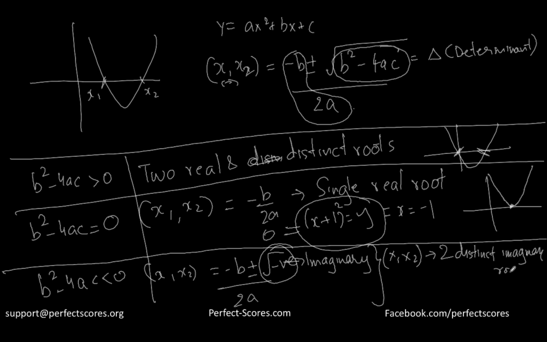You're going to get two distinct imaginary roots. That means your graph is going to hang in the air. It is not going to touch the x-axis at all. Both the roots are going to be conjugates of each other, which means if one of the roots is 2 plus 3i, another root would be 2 minus 3i. They just differ by a positive and a negative sign, because that is what's going to happen.